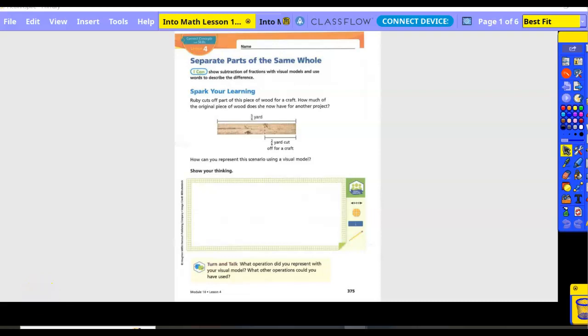To math lesson 14.4. Separate parts of the same whole. I can show subtraction of fractions with visual models and use words to describe the difference. Spark your learning. Ruby cuts off part of the piece of wood for a craft. How much of the original piece of wood does she now have for another project? How can you represent this scenario using a visual model?